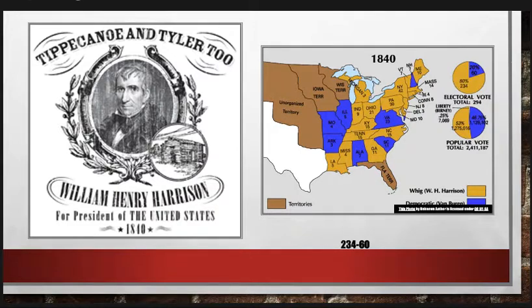So the campaign itself, you can see on Harrison's campaign poster, you see a log cabin. It was called the Log Cabin and Hard Cider campaign. So he's like, I'm just like you. I grew up and lived in a log cabin just like most of you Americans. I'm used to that. I'm just like you. I'm a common guy. This Martin Van Buren guy is a Wall Street bureaucrat. He's an aristocrat, money guy.